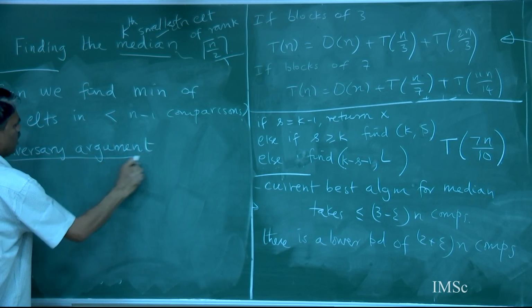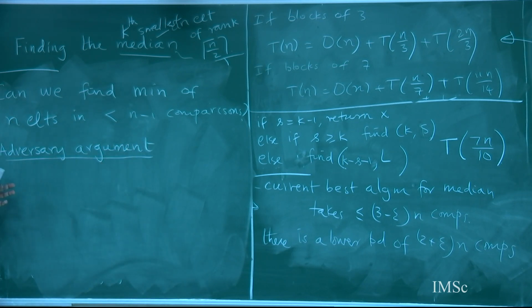Okay, you have seen this decision tree argument to show sorting requires n log n comparisons, right? We will get to that later. So let's ask this question for the binary search thing, right?